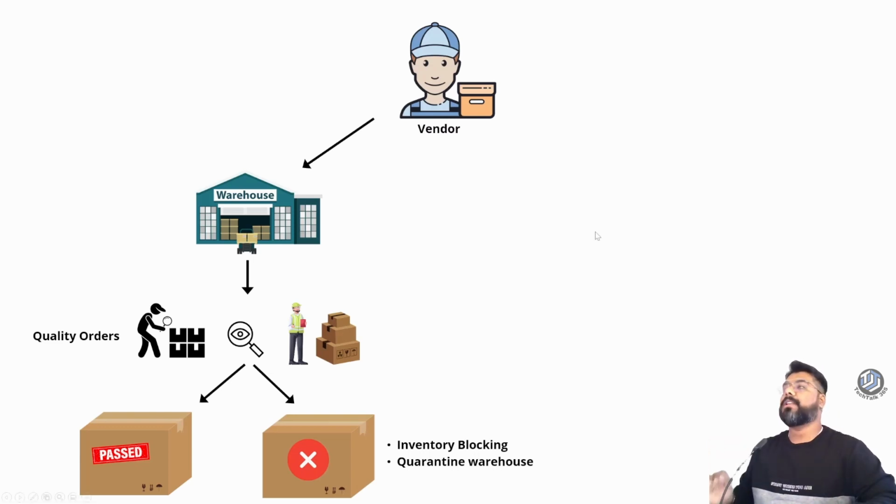Okay, today's scenario is going to be: whenever you want to perform a detailed inspection, you use the concept of a quality order to create a checklist and do the inspection, and whether it's failing or passing, right?